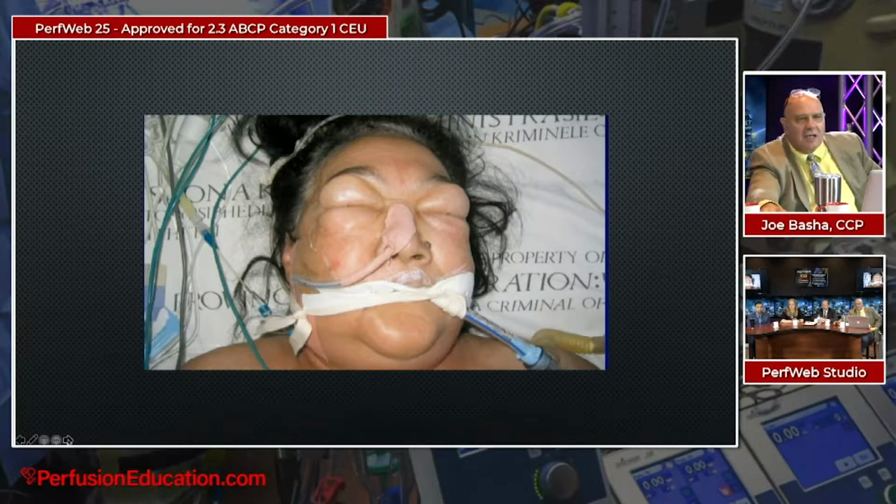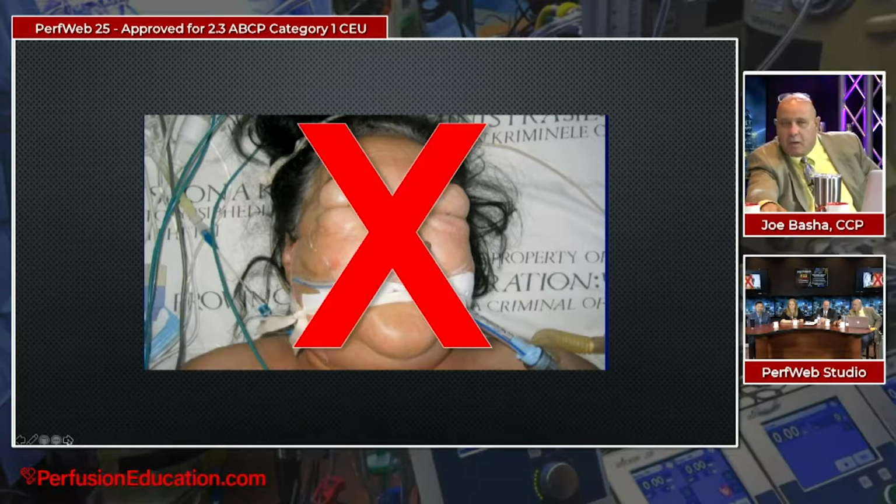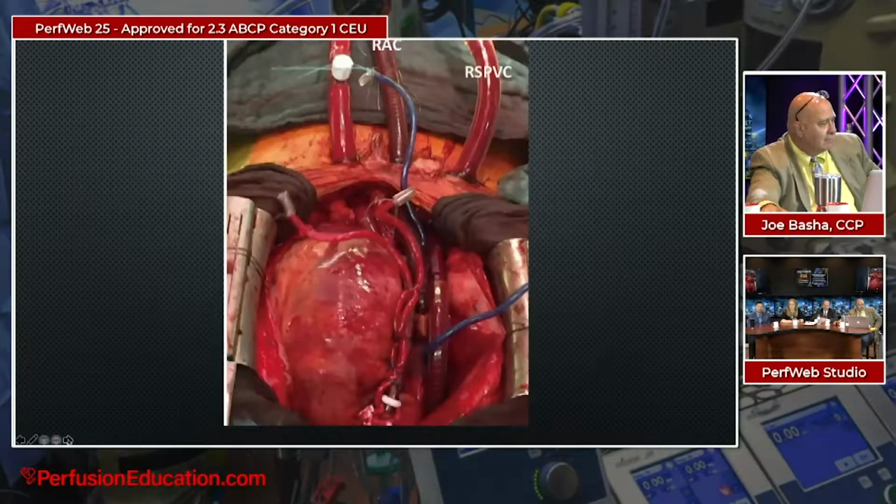So what does fluid overload look like? Does it look like this? Anybody? Does that look like fluid overload? It does? Okay, next slide. No, wrong. Next slide.